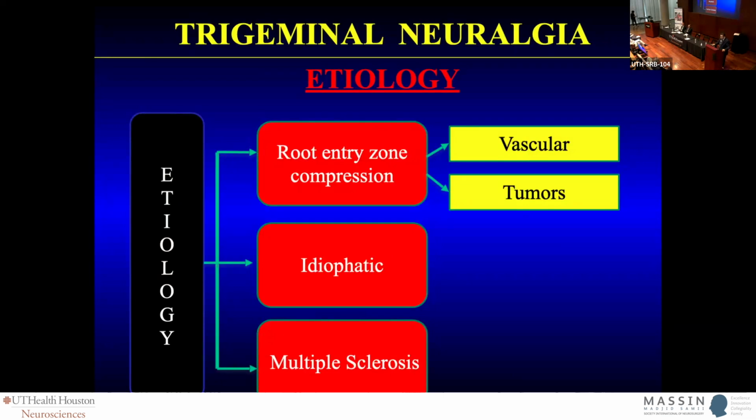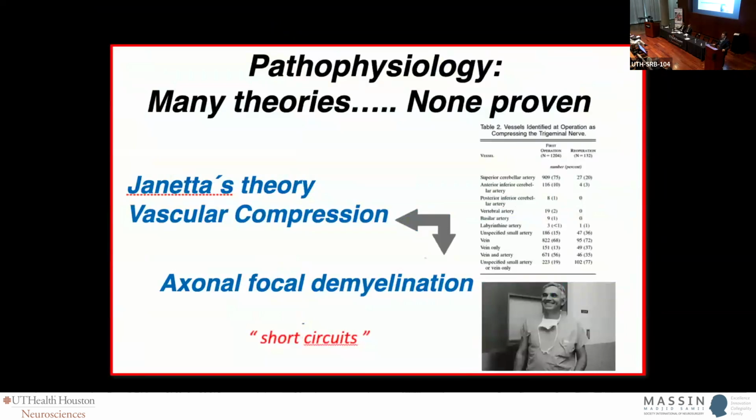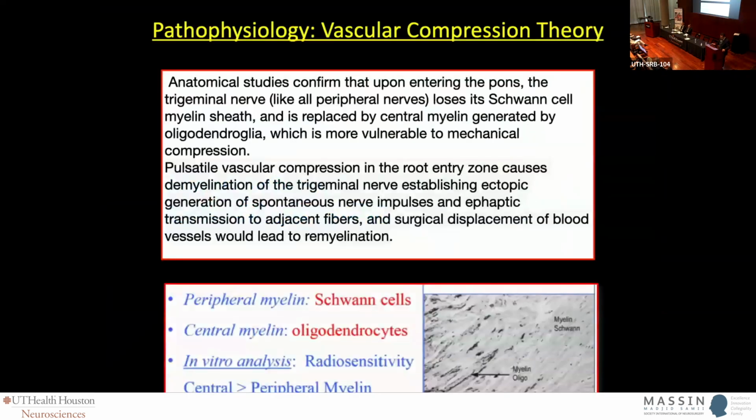So the etiology is a compression of the root entry zone by a tumor or by an artery; it can be idiopathic, around 20–30%, or multiple sclerosis. Pathophysiology, many theories, no problem. But we follow Jannetta's theory of vascular compression. When there is a pulsatile vascular compression of the root entry zone, it causes demyelination of the trigeminal nerve, establishing ectopic generation of spontaneous nerve impulses and ephaptic transmission to the adjacent fibers. And surgical displacement of blood vessels will lead to remyelination.